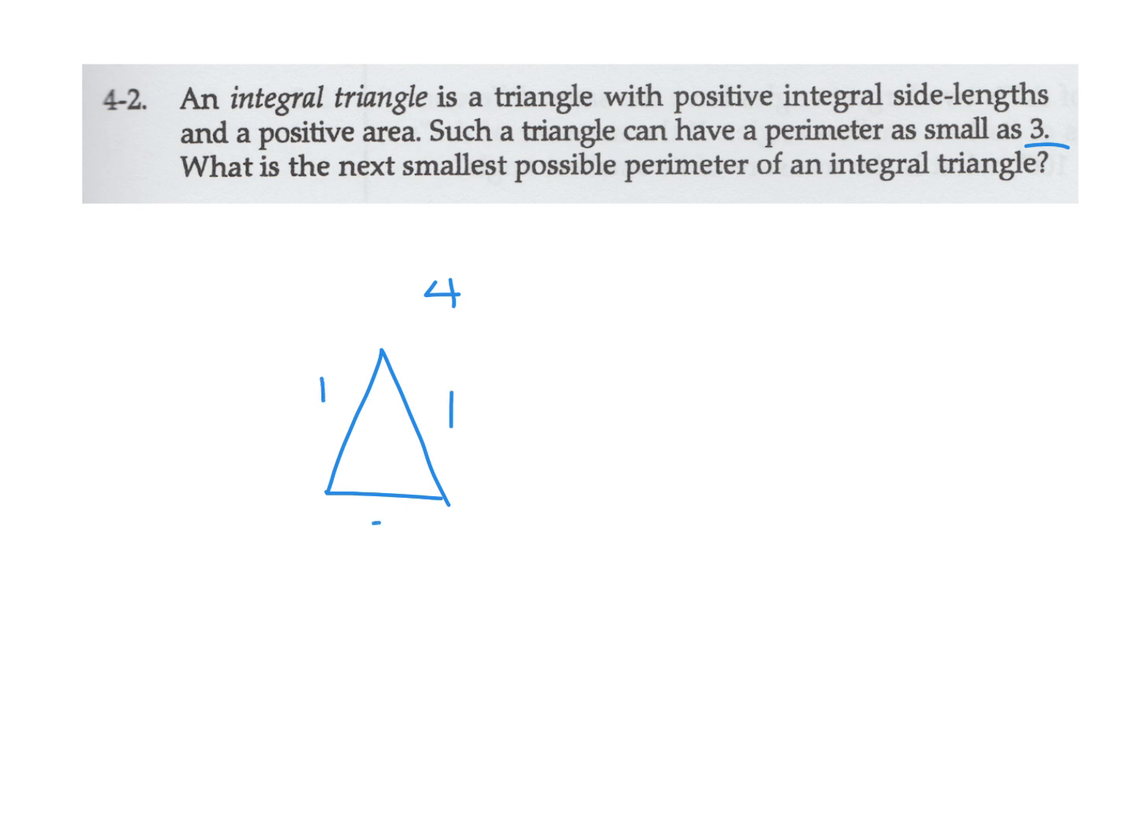1, 1, 2 perhaps? But 1, 1, 2 will fail because of something called the triangle inequality. That states that two sides, if you add them up, have to be greater than the third side. And 1, 1, 2 would fail that. 1 plus 1 is equal to 2, so there's no way you can make a triangle like that. So that fails. So 4 is out.